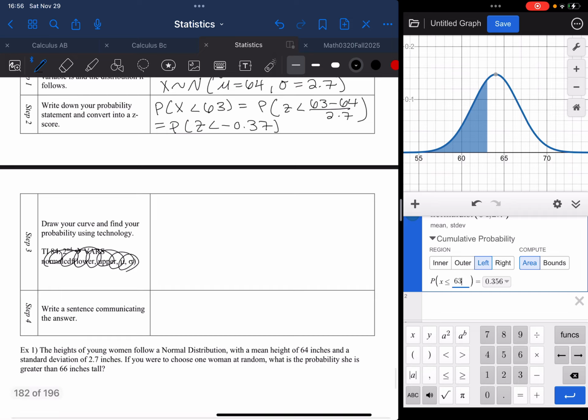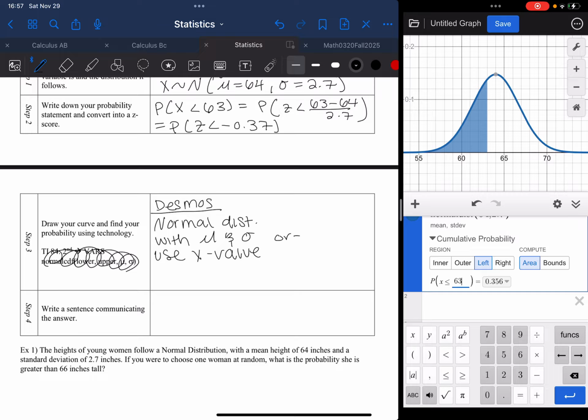So for Desmos, if you do a normal distribution with mu and sigma, you can use the x value. Or you could do mu is equal to 0 and standard deviation is equal to 1, so the standard normal distribution, and then use your z-score value.